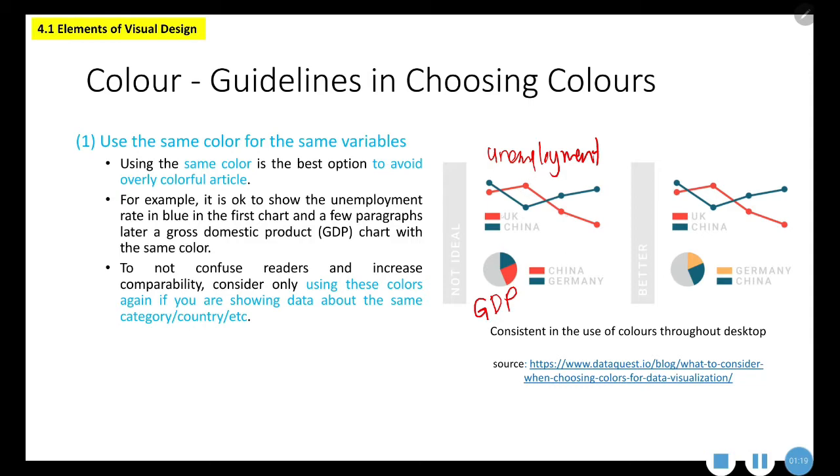We have used red for UK and blue for China. This is okay. But then in the second chart, probably within the same report, you use blue for China and red for Germany. So this will create confusion. If you use blue for China the first time, just retain the same color in the next chart, because you are representing China within the same report. So in this representation it is better: we retain the blue color for China and yellow is for Germany, and as you know, red is for UK. So that is the first guideline.